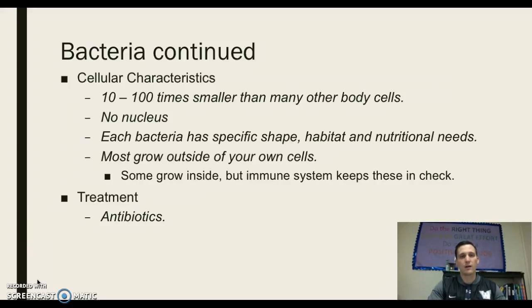Most bacteria are actually outside of our cells. They're on our cells, but outside of it, they don't necessarily penetrate into our other cells. Some grow inside, but the immune system usually keeps those in check. Treatment for different bacterial diseases, antibiotics. Simple antibiotics are going to help cure and take care of bacterial infections.